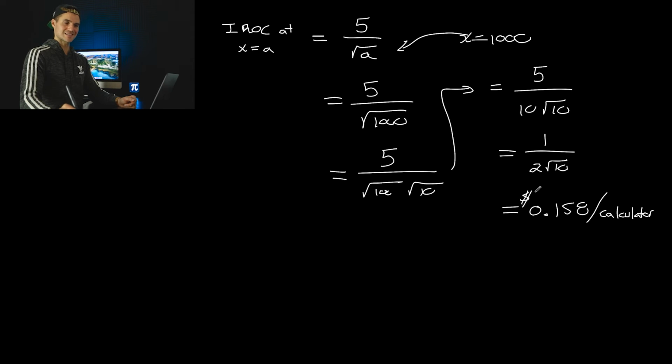Right? That would be the instantaneous rate of change of the costs at that specific point in time. When you are producing 1,000 calculators, the cost is increasing by 0.158 per calculator, right? So that right there would be the answer to this question.